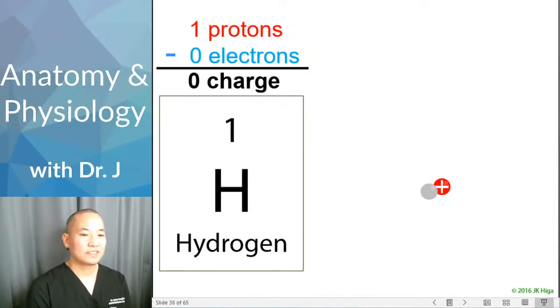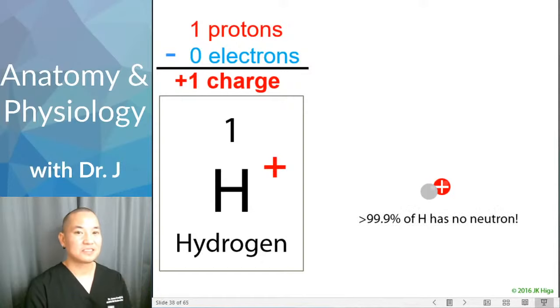So if hydrogen loses an electron and is now just left with its nucleus, what's the overall charge? Is it an ion? Yeah, it's definitely an ion because, again, 1 is not equal to 0. But 1 minus 0 is plus 1. So here we have a hydrogen ion with a positive 1 charge.